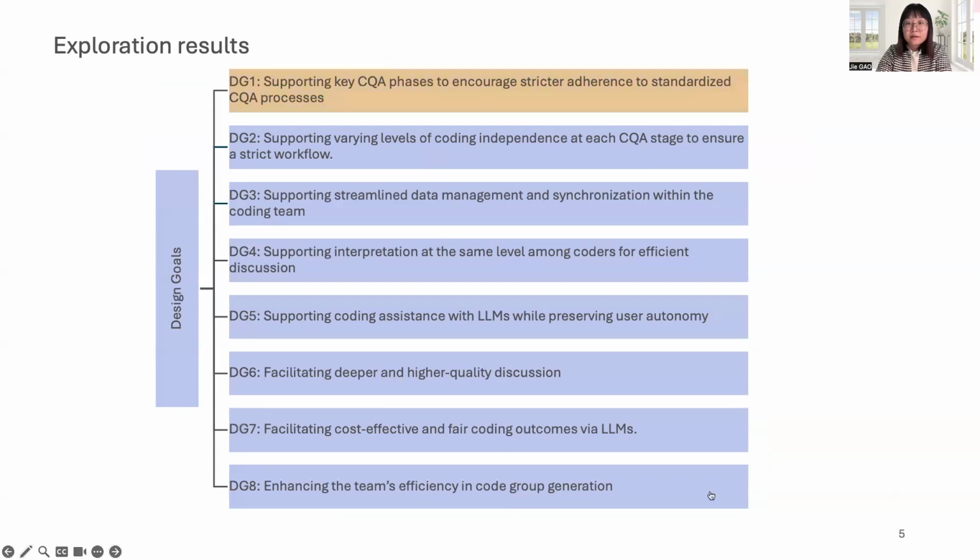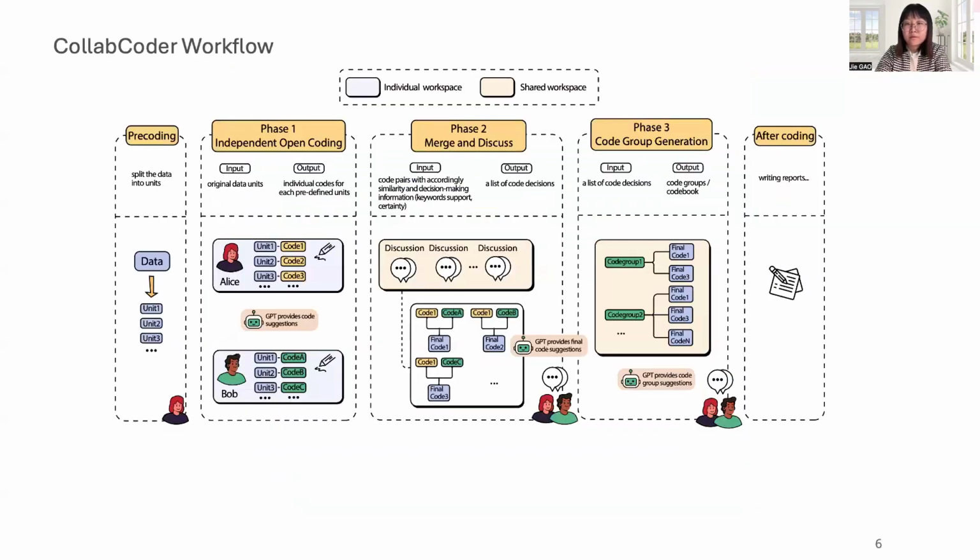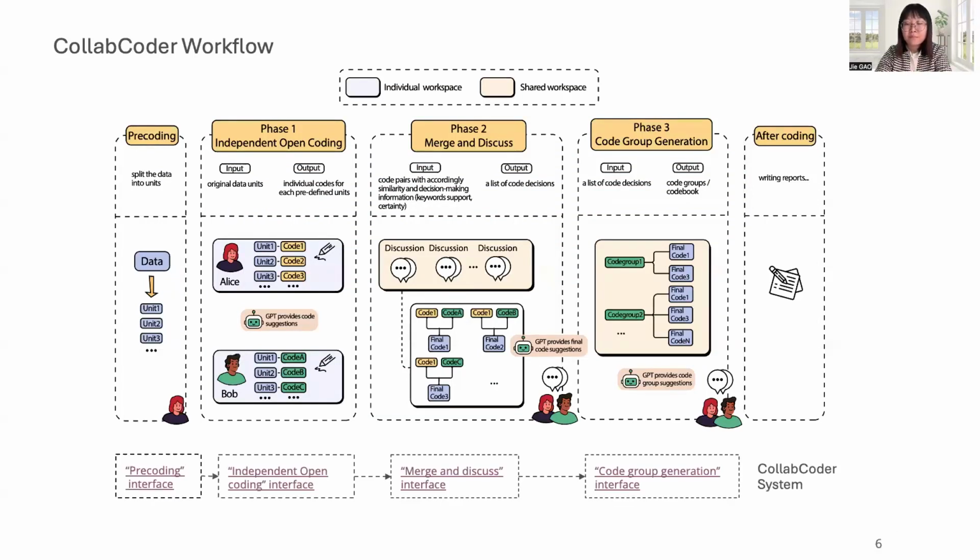To name a few, design goal 1: supporting key CQA phases to encourage stricter adherence to standard CQA processes. Supporting varying levels of coding independence at each CQA stage, to ensure a strict workflow. Design goal 6: facilitating deeper and higher quality discussion. Through these design goals, we have proposed the CollabCoder workflow and implemented it as a web-based application, featuring a 3-phase interface that corresponds to the 3 key phases in the workflow.